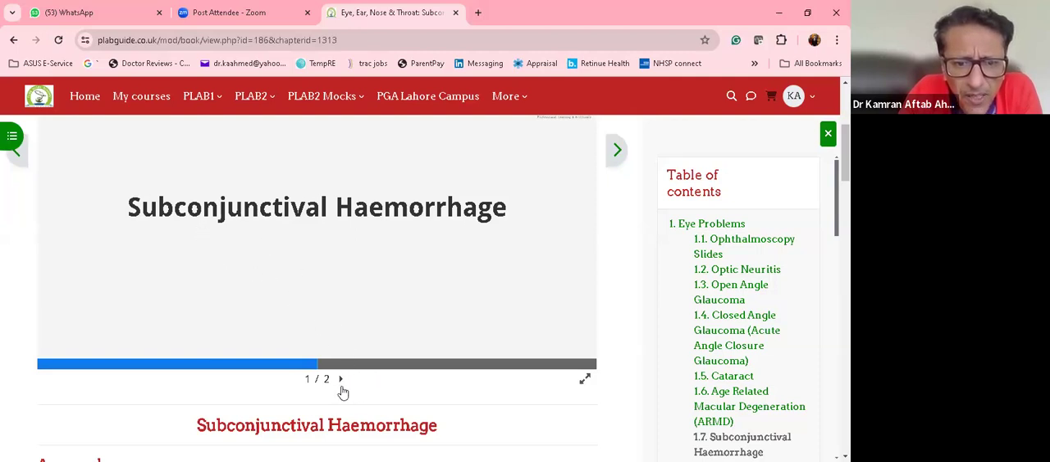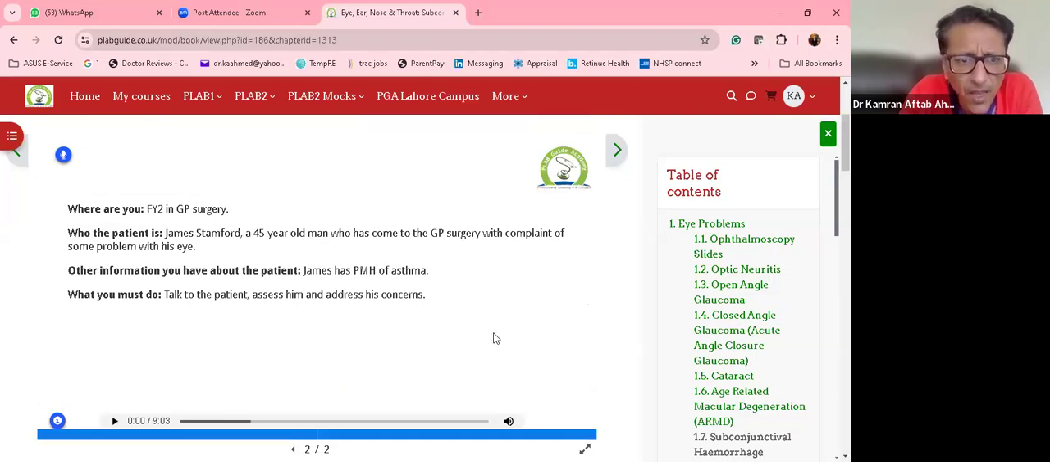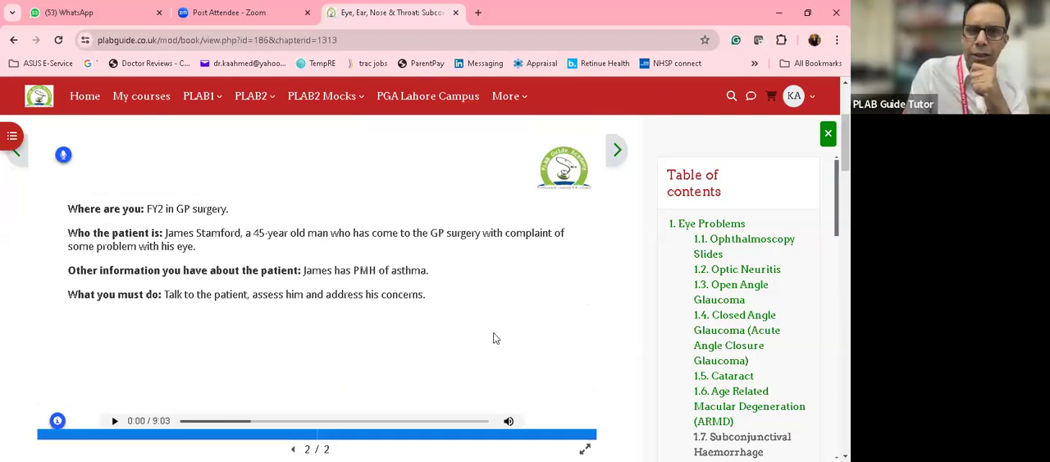And they have included subconjunctival hemorrhage. So I assume that it was asked recently, and that's why they have put that on the list. So no, this is mainly for them to be aware of and for the sake of practice.